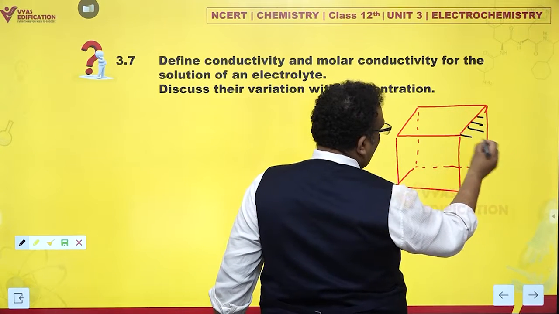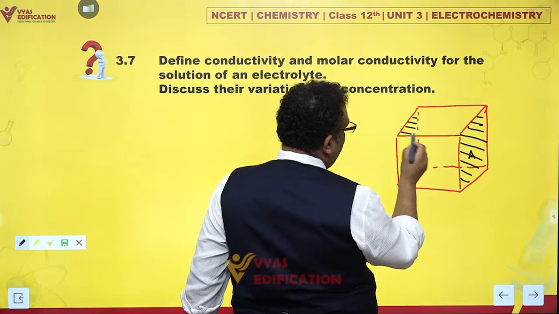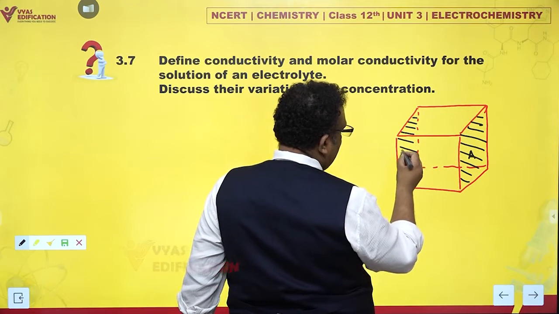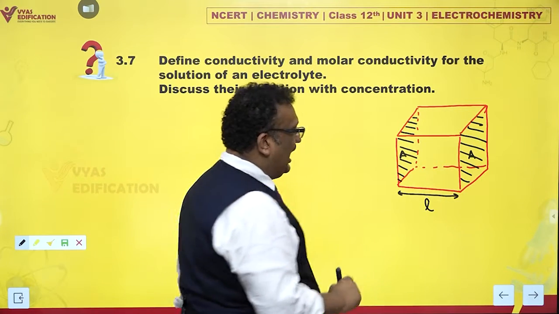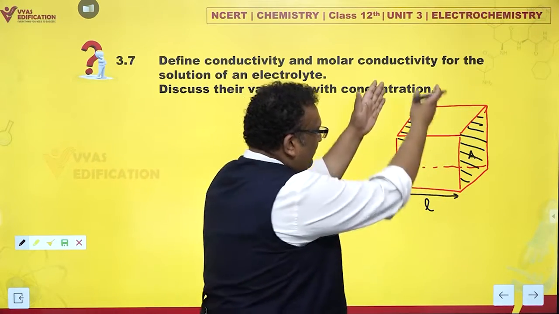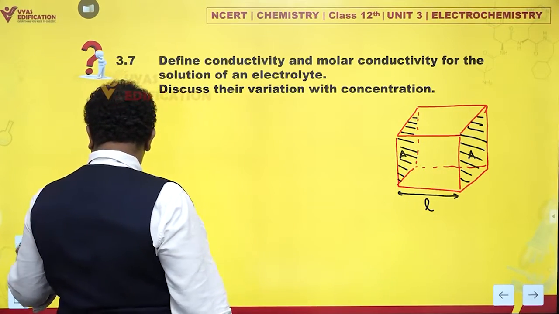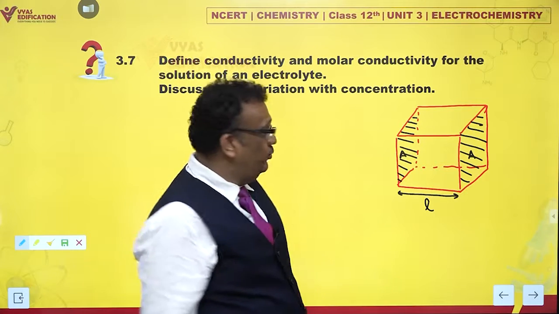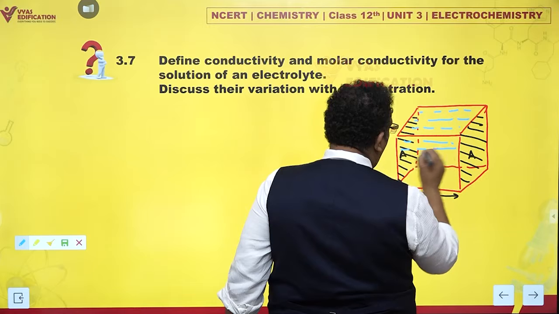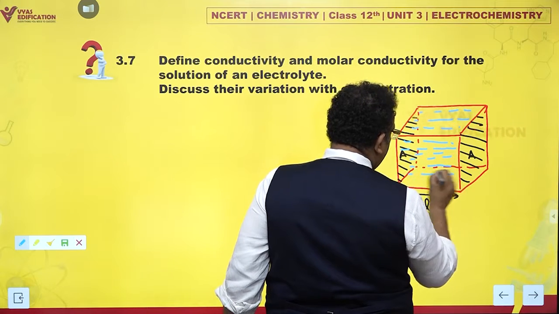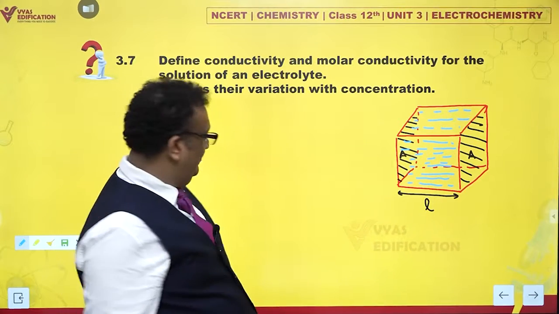There is some area of cross section here. Same area is on the side, of course. And there is some separation L, length L, in between these two parallel opposite faces of the cuboid. Now what do I do? I fill up this cuboid with the solution for which I intend to make conductometric measurements.